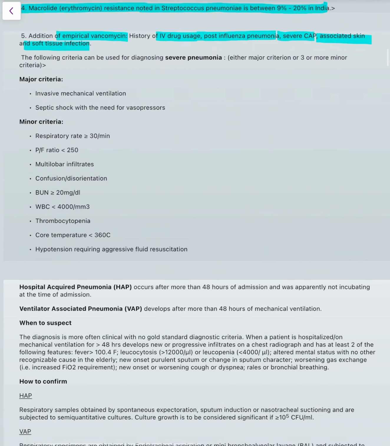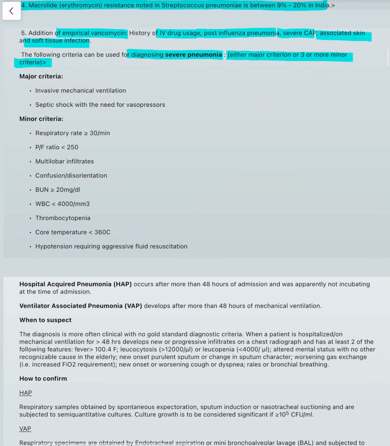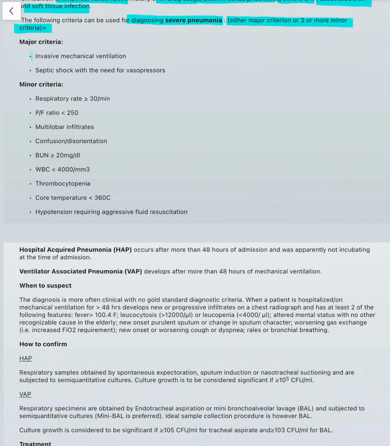What is the criteria for diagnosing severe pneumonia? Either a major criterion or three or more minor criteria will say that it is severe pneumonia. What is the major criteria? Invasive mechanical ventilation is needed. Second is septic shock with need of vasopressors.